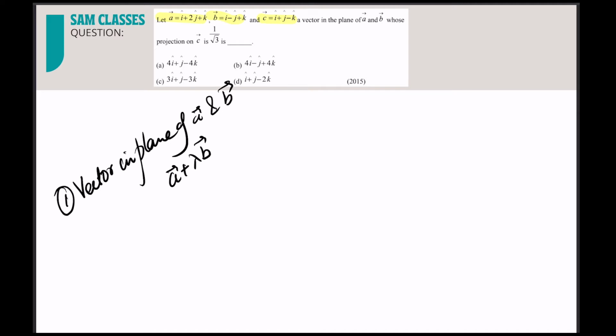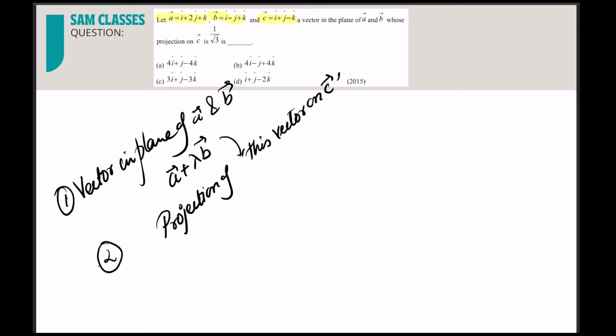Clear, everybody? Now once they've said that, what is the second thing they said? Whose projection on c is 1 by root 3. So projection, we already know the formula. Projection of, let's say, this vector on c, so that is equal to, what is the projection formula? Projection formula is a vector dot b vector by mod of b. Correct. So everybody knows that.